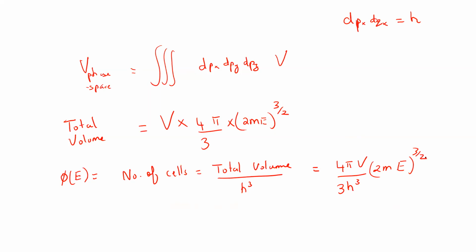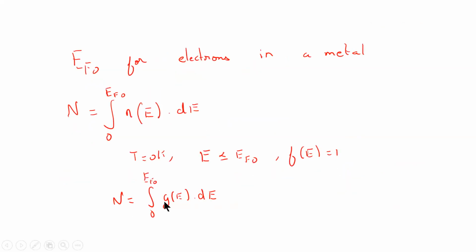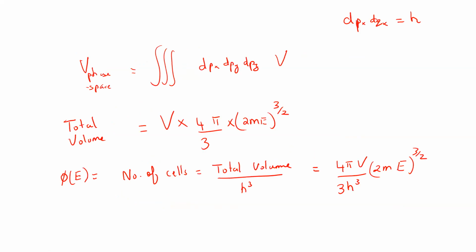Now for our density of states derivation, I want G of E. G of E is the number of states in that particular energy interval dE. So that is what I want. How do I get from here to there? To get that density of states G of E, I differentiate.